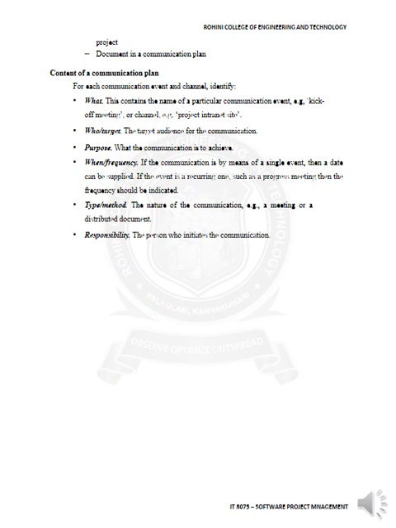Content of a communication plan: for each communication event and channel, identify what is needed, what the name of the particular communication event is, and who the target is. The purpose: what the communication is to achieve. When to have the event, and at what frequency, recurring meeting or non-recurring. Type or method, the nature of the communication, for example a meeting or a distributed document. Responsibility: the person who initiates the communication.